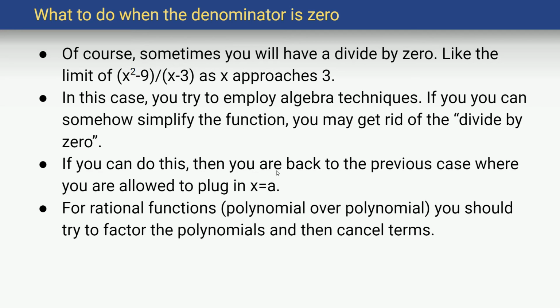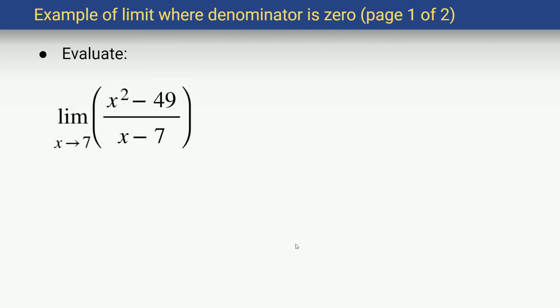So that's always our goal: we're going to try to get rid of the divide by 0 with algebra, okay? So for rational functions, a rational function is a polynomial divided by a polynomial. That's what we've been looking at so far. For rational functions, what you're going to do is try to factor the polynomials and then cancel some terms. And maybe when we cancel the terms, we're going to get rid of the divide by 0, although that depends on the problem. Okay, so this is the idea. We want to get rid of divide by zeros. That's the goal.